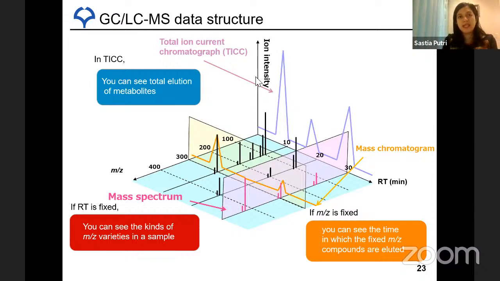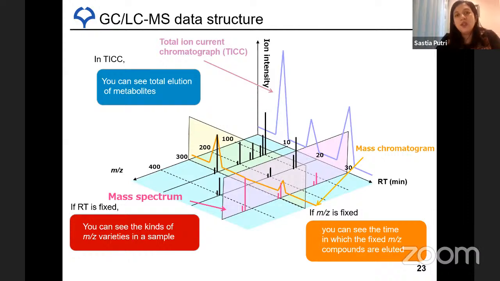So this is how the GC-MS data looks. For GC or LC-MS, we have 3-dimensional data. The first one is the chromatographic profile, so you could see the elution. This is the retention time, in minutes. And then you get the ion intensity. For example, the concentration of the metabolite is determined by the ion intensity.